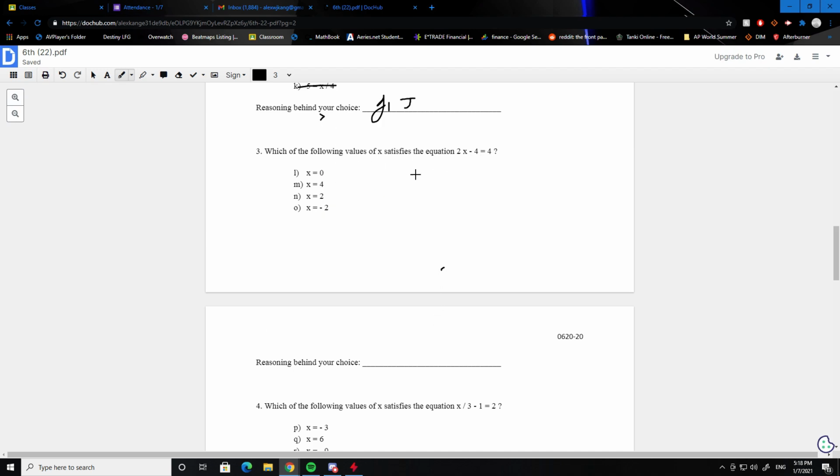2x minus 4 equals 4. So it can't be 0, right? Because 2 times 0 is 0, negative 4 does not equal 4. So that's not true. 4: 2 times 4 is 8, minus 4 does equal 4. So it can't be this one. 2 times 2 minus 4 is 0, which does not equal 4. And 2 times negative 4 is negative 8, minus 4 is negative 12. So negative 12 does not equal 4. So this can't be either. So the answer has to be the second one right here.